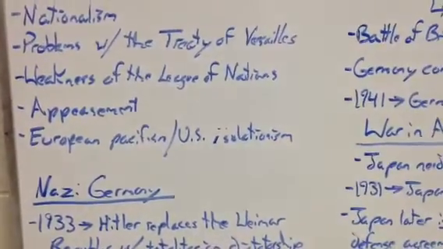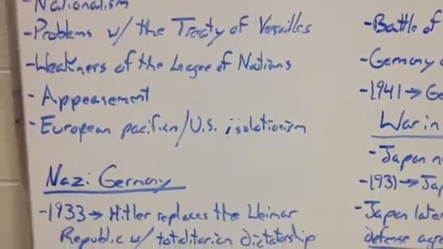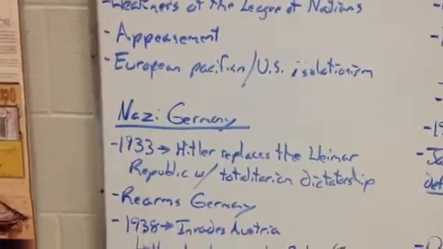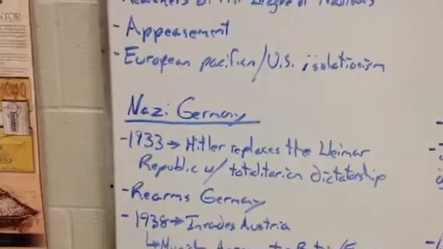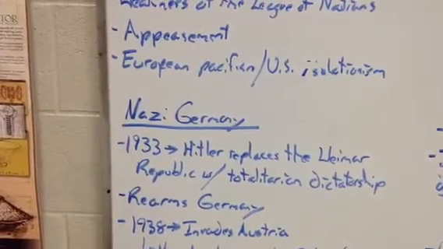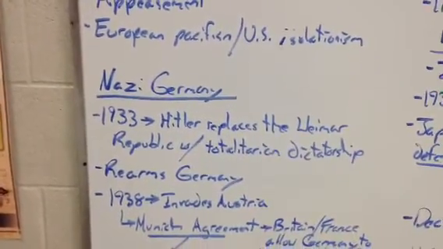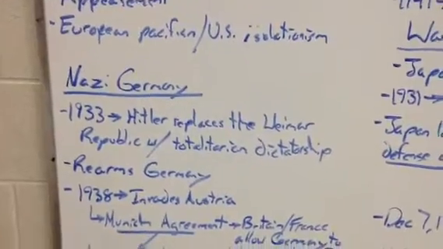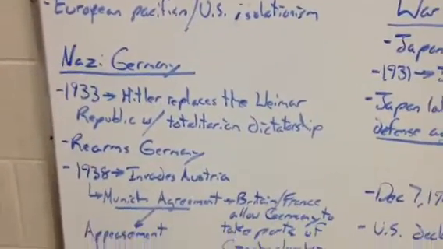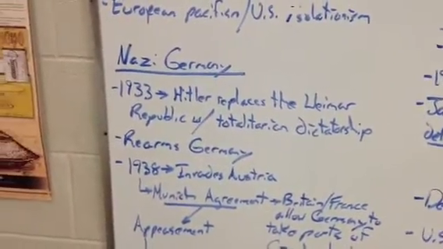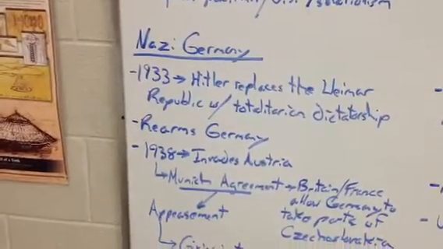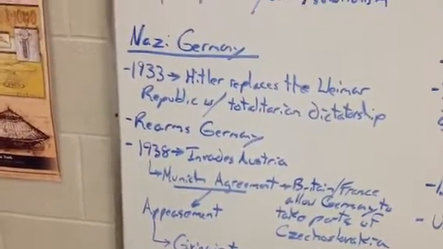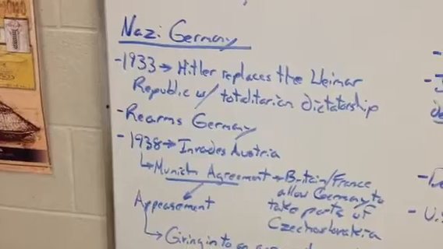And you have the U.S. returning to isolationism. They're trying to stay out of everybody's problems. None of this is going to stop, or it's going to encourage Nazi Germany to go down the path of war. In 1933, Hitler takes over Germany. He is going to replace the Weimar Republic with a totalitarian dictatorship, and he and the Nazi Party immediately begin to rearm Germany.